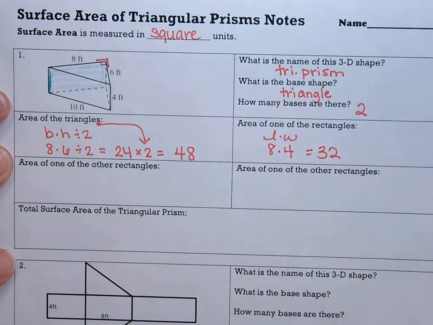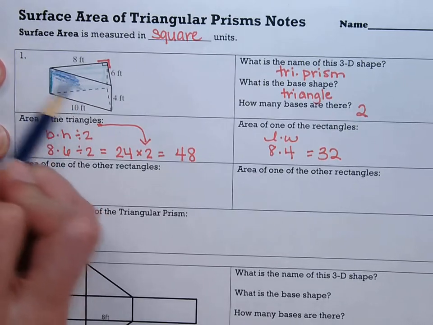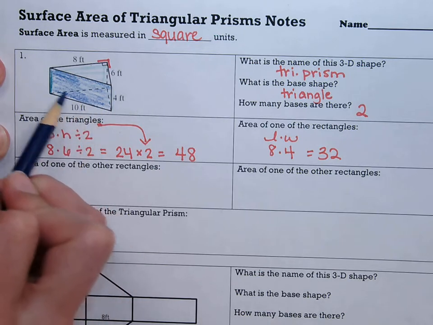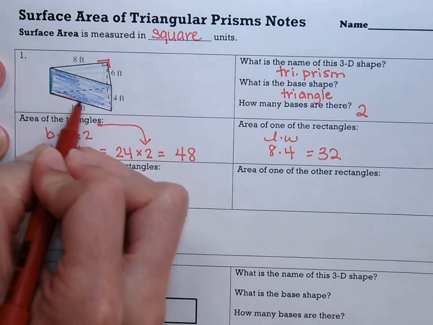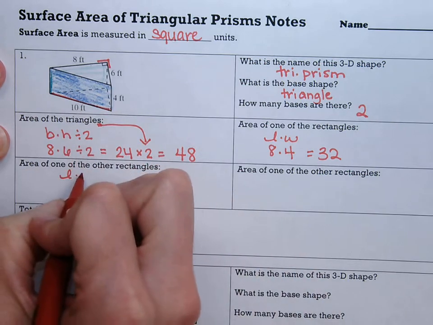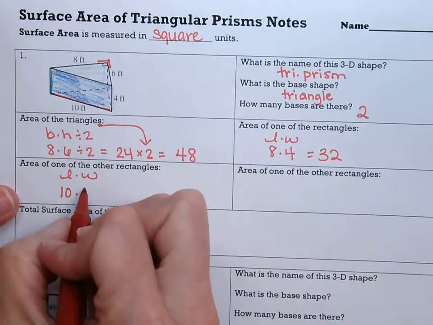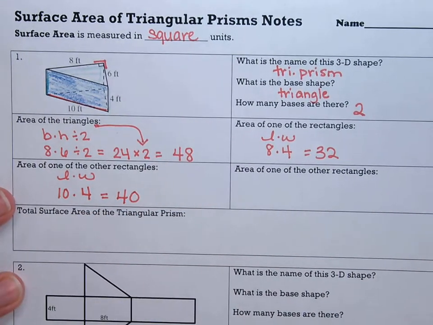So let's take a look at another part of the rectangle. So pick up a different color pencil, and I'm going to do this front face here. So I notice on this one I have 10, that's going to be my length times width. So 10, and then once again we have 4. So 10 times 4 gives me an area of 40.